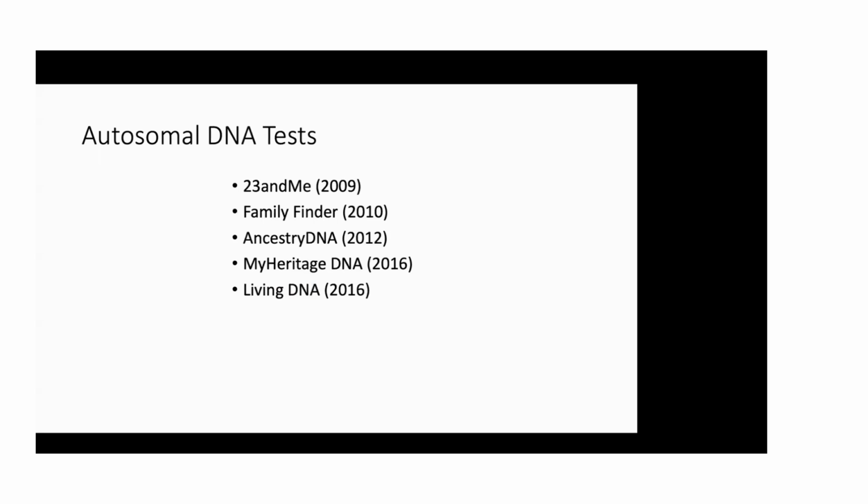This type of autosomal DNA test for genealogy was introduced by 23andMe in 2009. And over the next few years, several other companies began to offer it as well. Here are the 5 autosomal DNA tests that provide matching and the year that each was introduced.